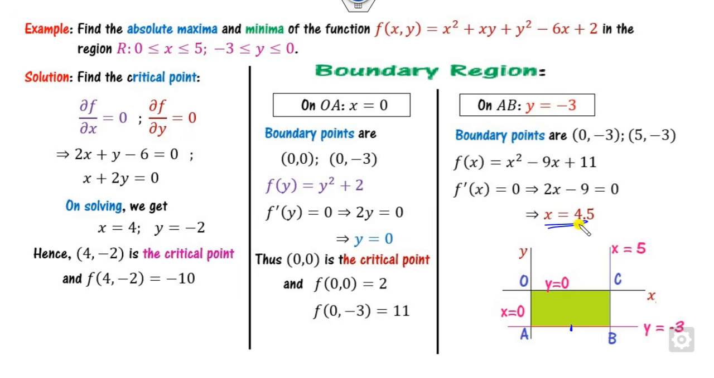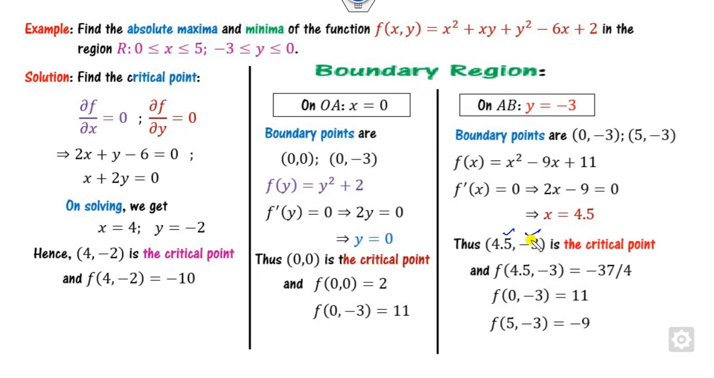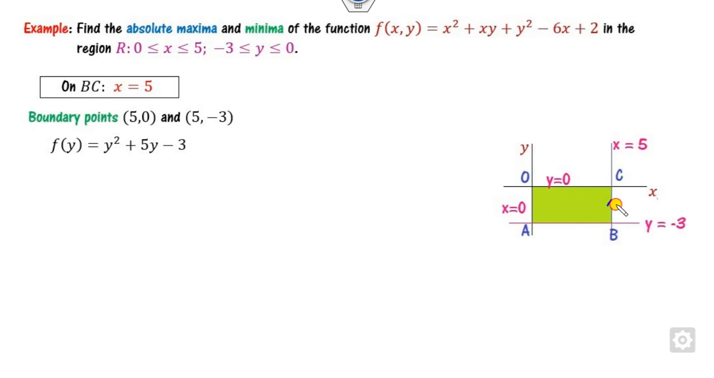Now at x is 4.5, y is equal to minus 3. So the critical point is here. We can compute the value at the critical point, and we can compute the values at the boundary points. You can substitute directly here for easy calculation. So this is AB. Now we can do BC.